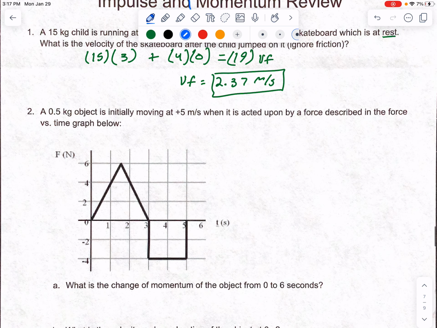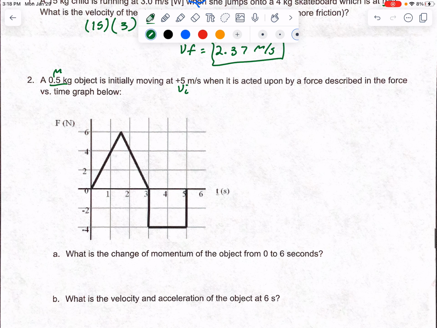All right, so looking at graph stuff. In this graph, I have a 0.5 kilogram object. So there's your mass. Don't look over the stuff that we give you. It is initially moving at 5 meters per second, so there's your VI, when it's acted upon by a force described in the force versus time graph below. Remember, area under the curve: area equals momentum equals change in momentum equals impulse.